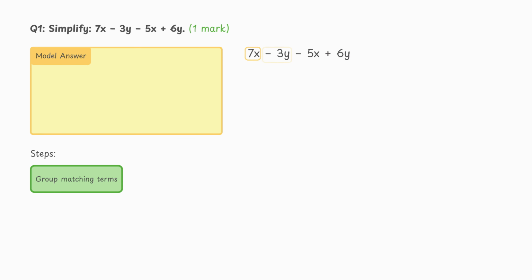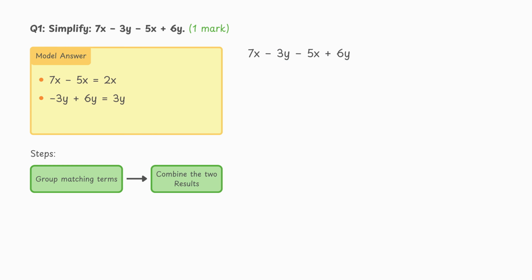We have 7x, then we have negative 3y, then we have negative 5x, and finally we have positive 6y. Be careful with the signs. The minus sign belongs to the term after it, and minus 3y means negative 3y, so minus 5x means negative 5x. Now let's group the matching terms. The x terms are 7x and negative 5x, so we calculate 7x minus 5x. That gives us 2x. Now let's look at the y terms. The y terms are negative 3y and positive 6y, so we calculate negative 3y plus 6y.